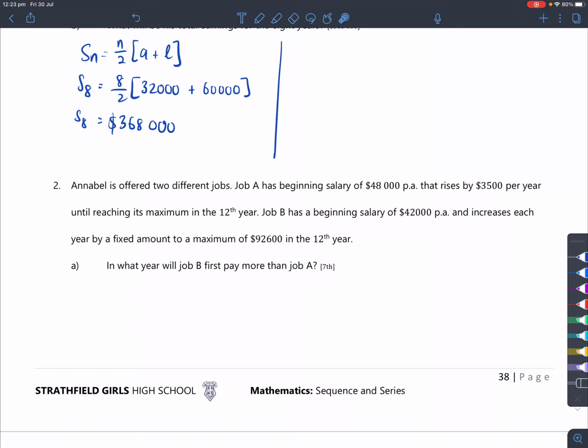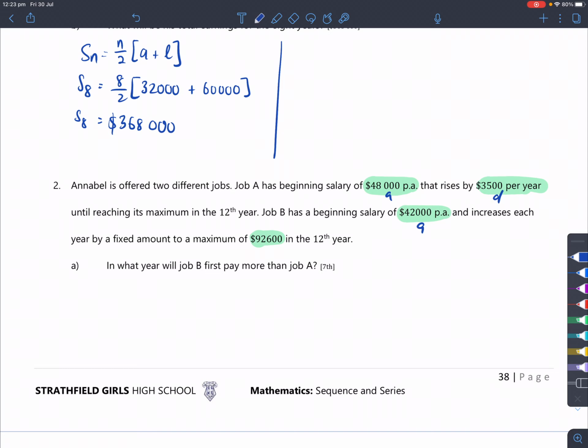So what we've got to do is analyze what we have. For Job A, we do have the first value and the common difference, so that's A and D. Do we have the same thing for the other one? Actually, no, we don't. We don't have the difference. We do have A here, and we do have T12 being this amount. So now, what do we actually do?